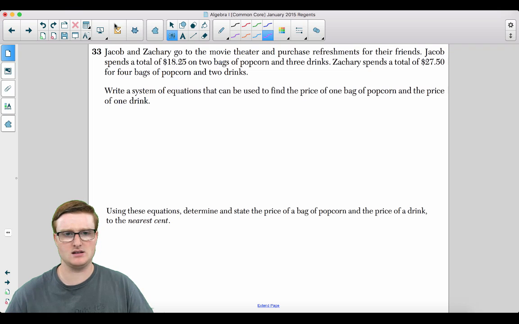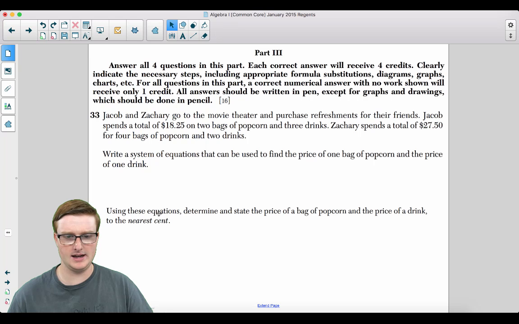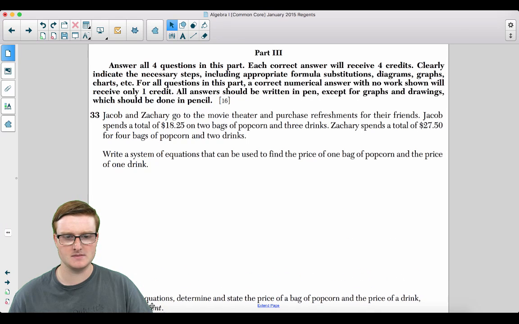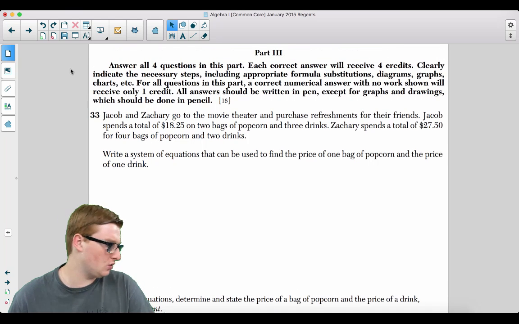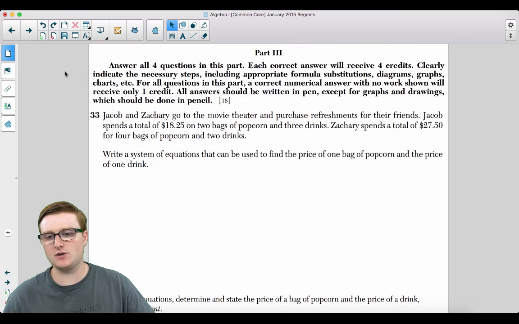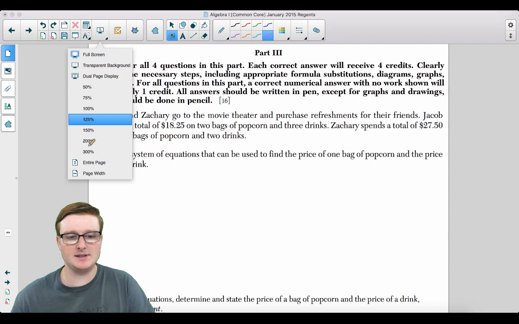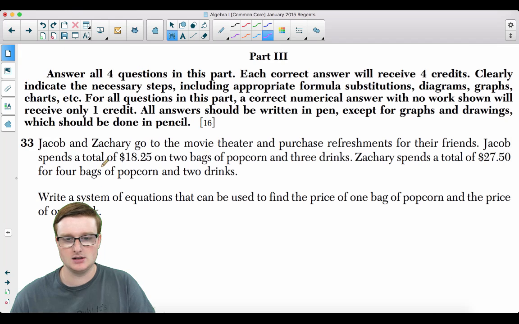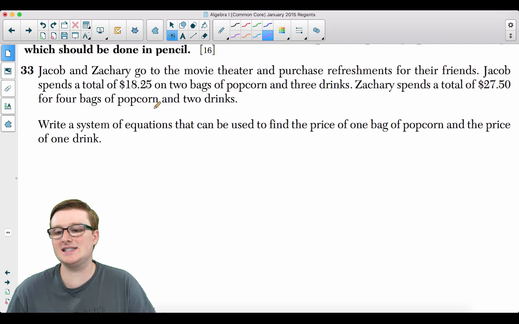33. Is this a part 3 question? Yes, it is. And I don't know why that is covered up. Okay. So part 3 says, Jacob and Zachary go to the movie theater to purchase refreshments for their friends. Jacob spends a total of $18.25 on 2 bags of popcorn and 3 drinks. Zachary spends a total of $27.50 for 4 bags of popcorn and 2 drinks.